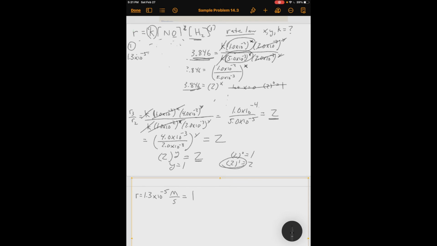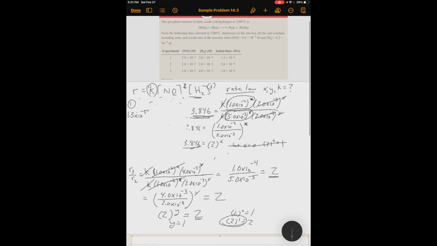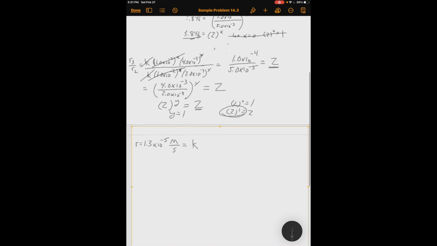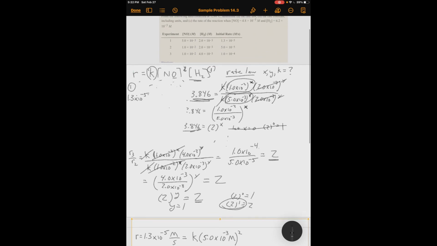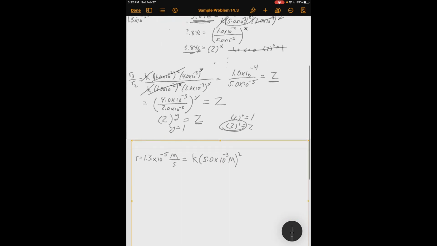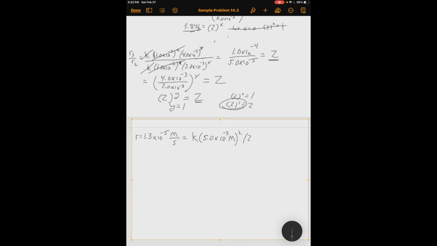That is equal to K times the concentration of NO. For experiment 1, that's 5.0 times 10 to the minus 3 molar. So 5.0 times 10 to the minus 3 molar. Squared, right? Don't forget you got that 2. That was all that work we did at the beginning. We got a 2 there. Times the concentration of H2, which is 2.0 times 10 to the minus 3. That was to a 1, so I'm not going to put any exponent there.